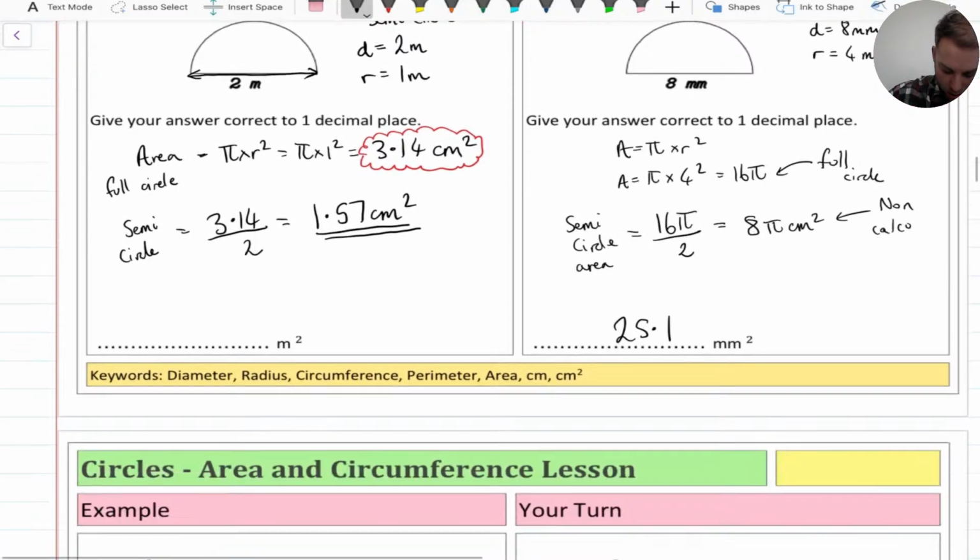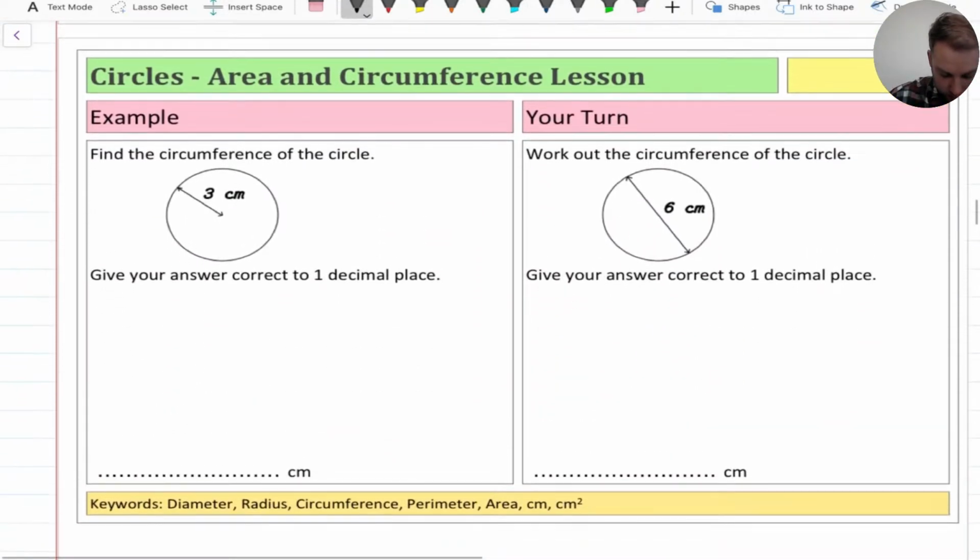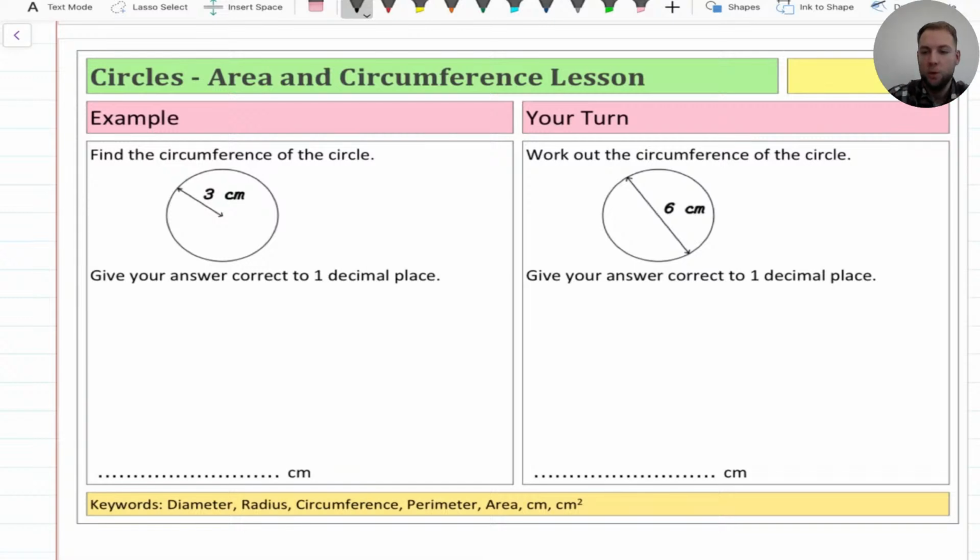Okay, so we've done those. Let's have a look at this now. Now, this isn't that much harder. Who can spot what the difference with this one here is? Yeah, that's exactly it. So what we're looking for here is the circumference of the circle. That's what we're looking for.